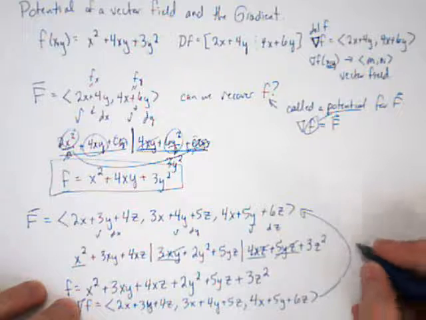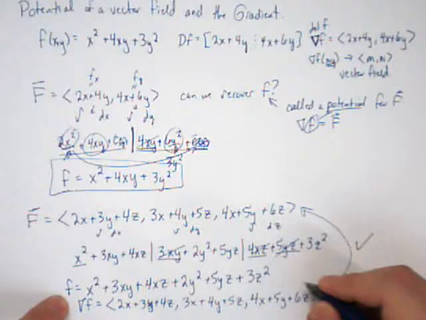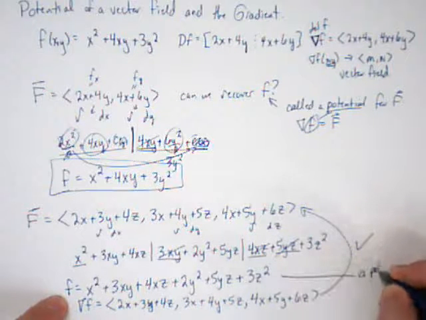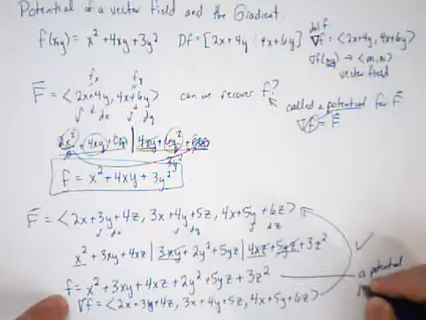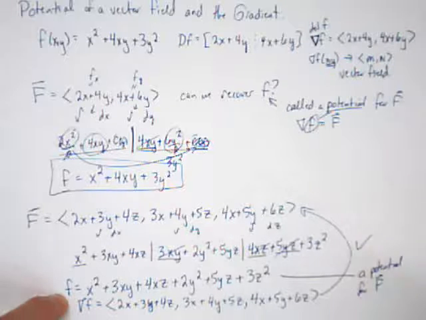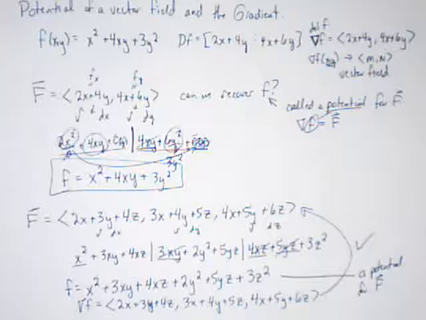Are those the same? Yes. That means little f is a potential for the big vector field, the big F, which is our vector field. That completes the screencast.